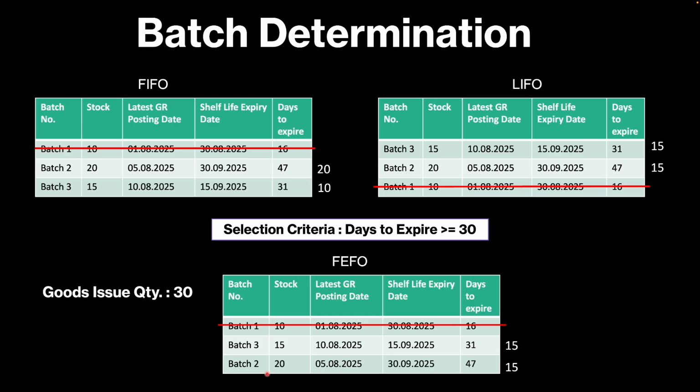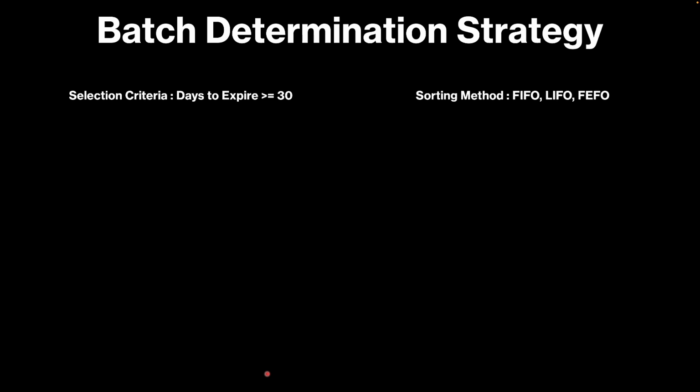After the selection criteria is met, then you have to sort the remaining batches based on the strategy that you are going to use. So you can see here, we had two things. One was the selection criteria, that is days to expire should be greater than or equal to 30, and then we had sorting methods based on FIFO, LIFO and FEFO.